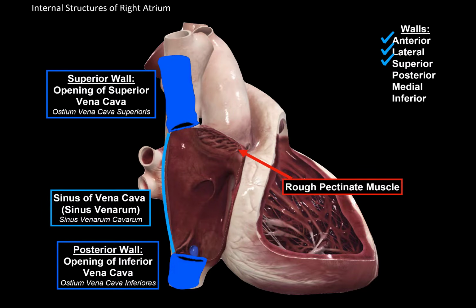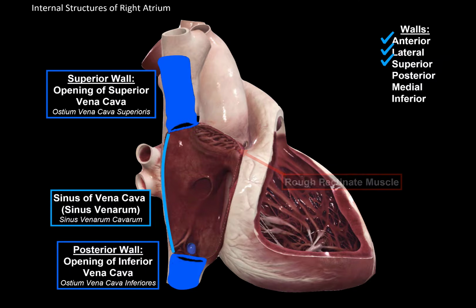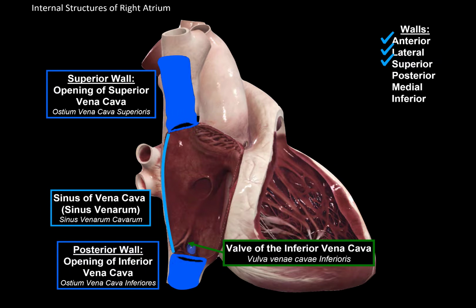On the posterior wall, we can also see a valve, and this valve is called the valve for the inferior vena cava. It's considered an embryonic valve that during fetal life, the blood went directly from the inferior vena cava to a hole on the medial wall, which is now called the oval fossa. The blood went directly from the right atrium to the left atrium, since the fetus doesn't need the pulmonary circulation because they get their oxygen through the placenta.